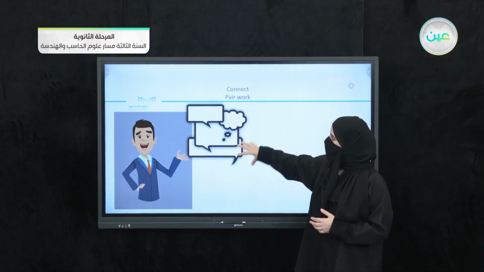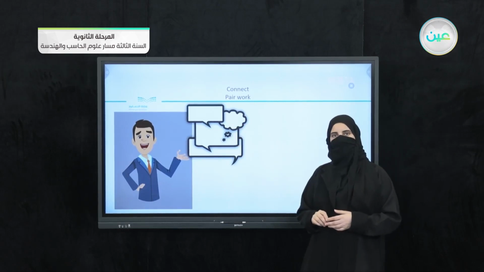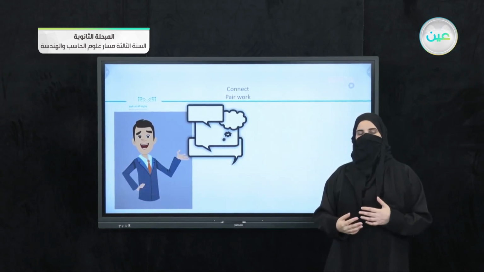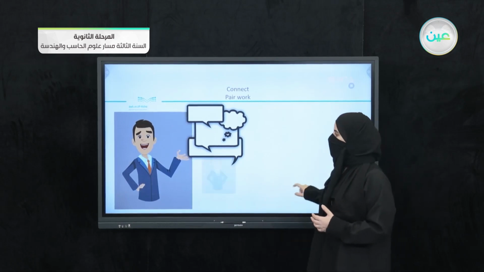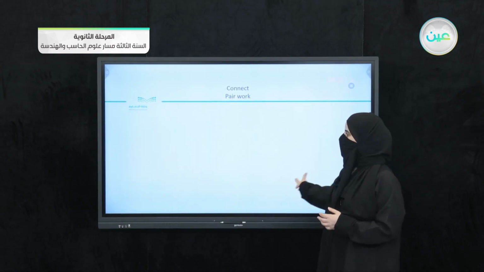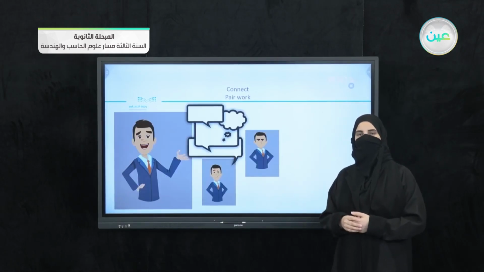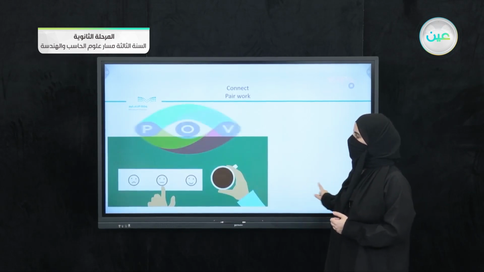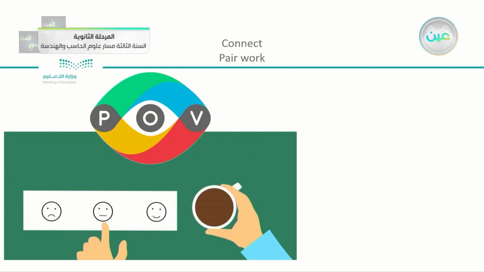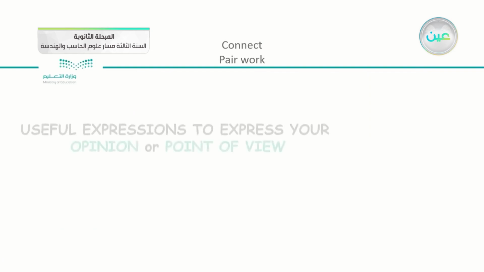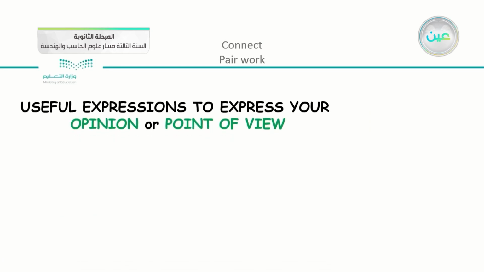You can see that we have here some different speech balloons. Now you can see that this man here is talking. Maybe he's giving an opinion. He may be happy, agreeing with you in something, or disagreeing, as we can see in this picture. We did say that we have opinions, we have points of view, and we have here agreeing and disagreeing. Useful expressions to express your opinion or point of view.